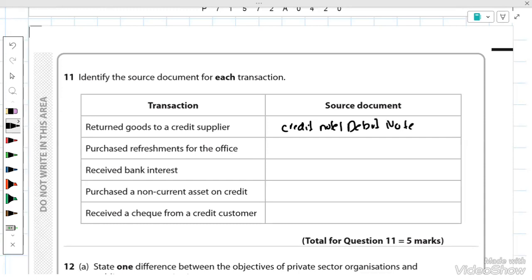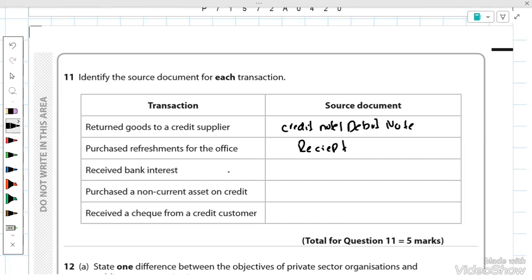Purchase refreshments for the office. So whenever we purchase refreshments for the office, most of the time we purchase the refreshments for cash. So whenever any type of cash purchase is there, we will use the receipt document.